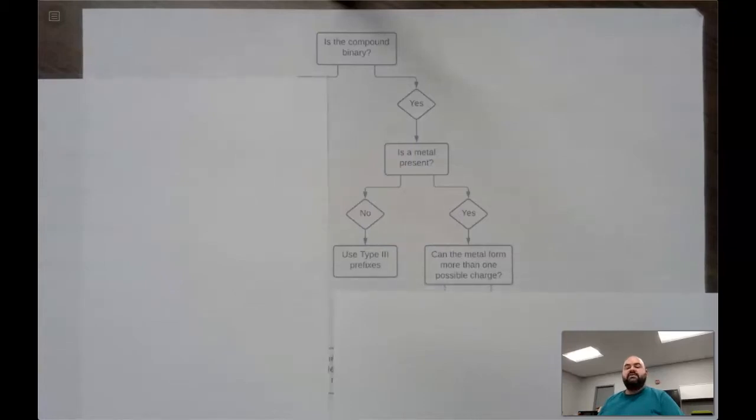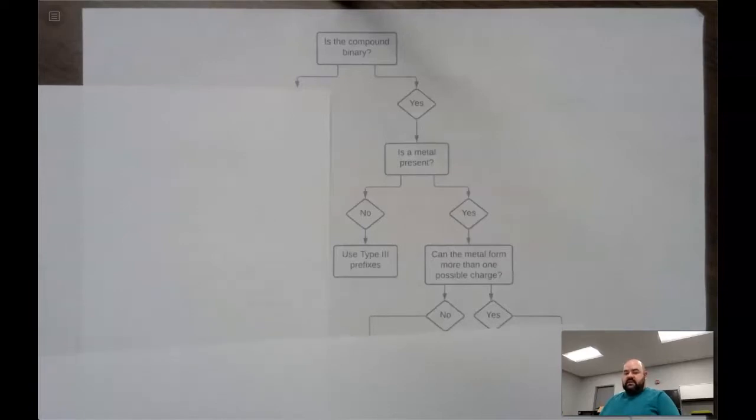If it's yes, you ask yourself another question. If there's a metal present, can that metal form more than one possible charge? Like in the last example we had for naming polyatomic compounds, is it a transition metal, that kind of thing. Can it be copper 1 or copper 2, iron 2 or iron 3, tin 2 or tin 4? Or is it like sodium and can only be sodium 1, or aluminum and can only be aluminum 3? That's a yes/no question.